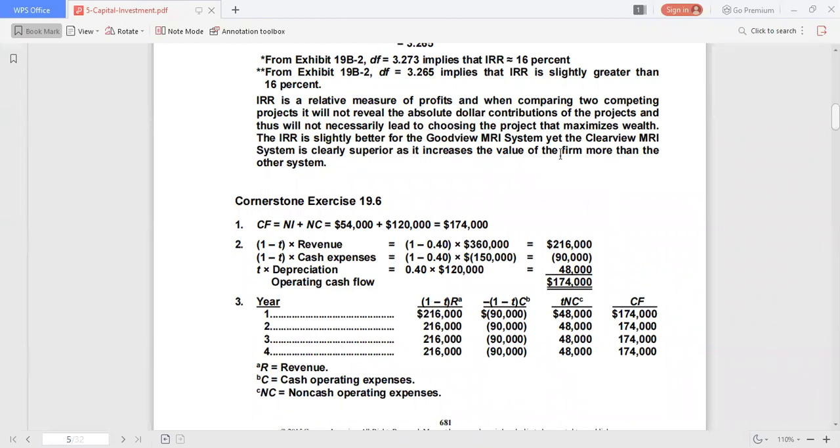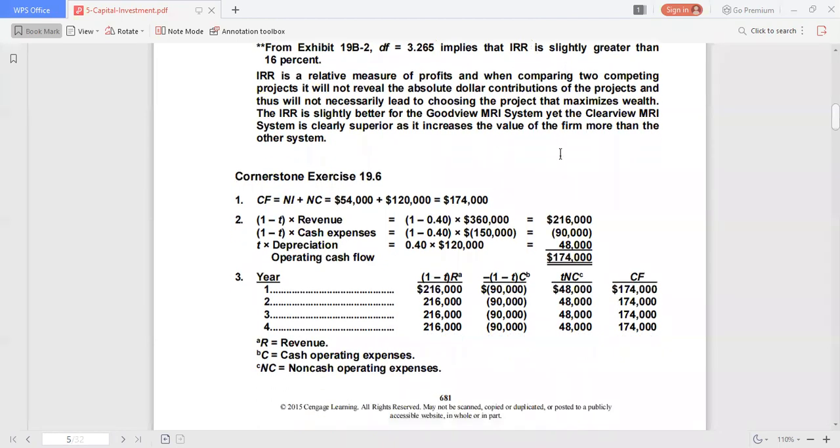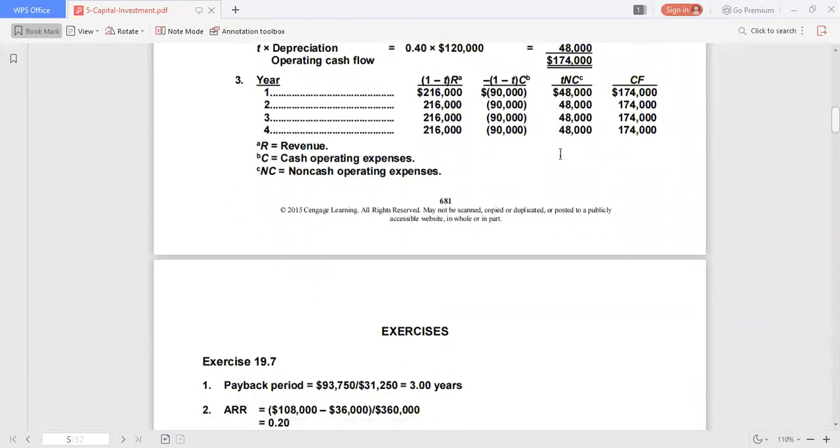So we get 144,000. And then 1 minus the tax for the expenses. So 150,000 minus 60,000, you get 90,000. Or you simply multiply 150,000 by 60%. And for the non-cash expense, depreciation is taken by simply multiplying the tax rate by the amount of the depreciation. So for the cash flows, for each year, we have 174,000. That's in requirement number 3.